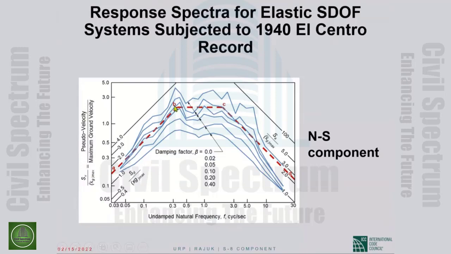So this is the constant velocity part of the spectrum. This part at high frequencies or low periods is the constant acceleration part of the spectrum. Along this part, the spectral accelerations are constant. And at these low frequencies, high periods, it is the constant displacement part of the spectrum. The spectral displacements are constant along that branch.